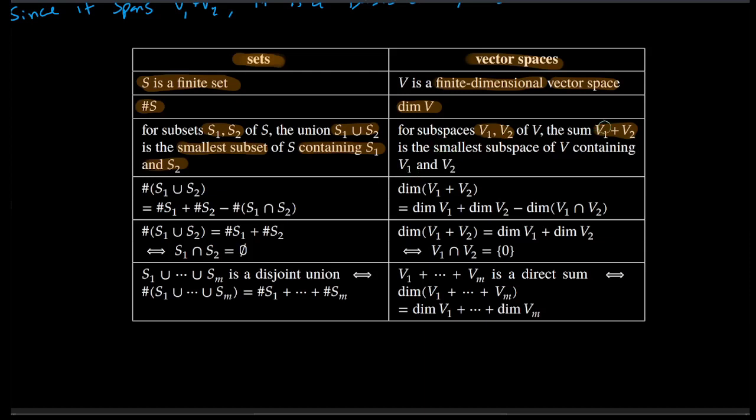And similarly, when you take the sum of two subspaces, you get the smallest subspace containing both. Oh, okay, kind of cool. Dimension also works basically like inclusion-exclusion counting.